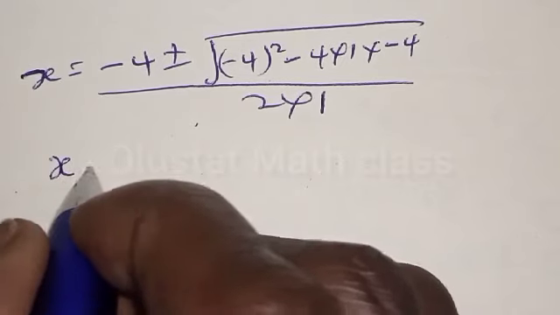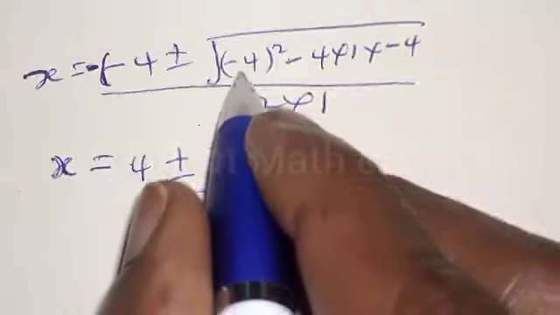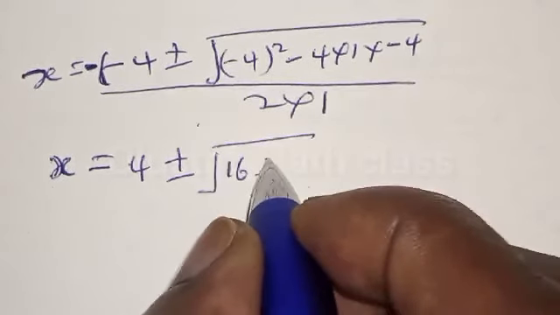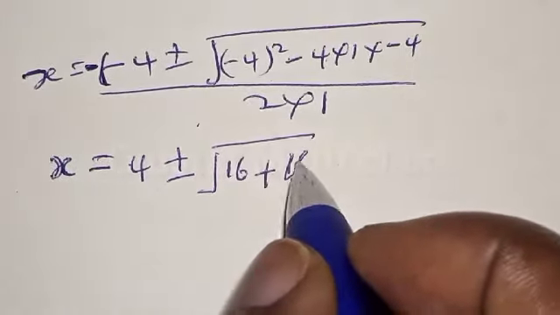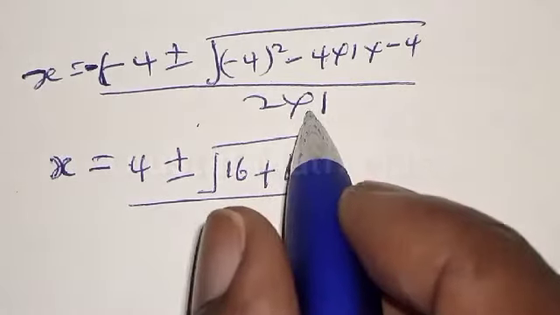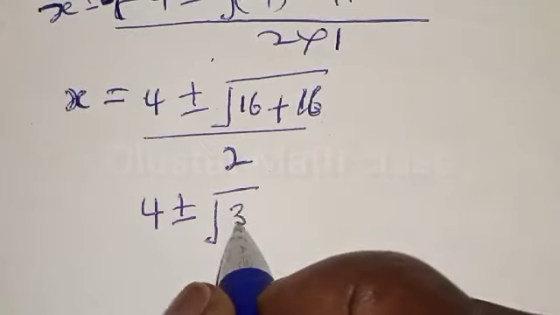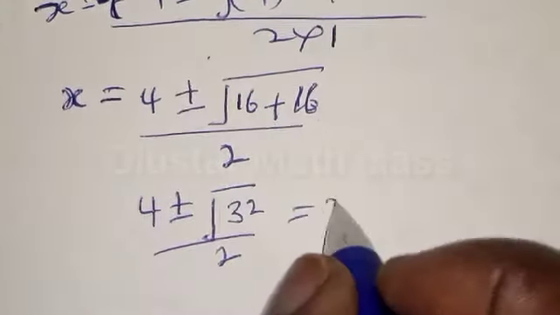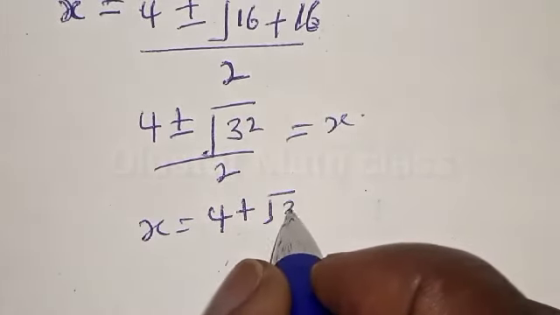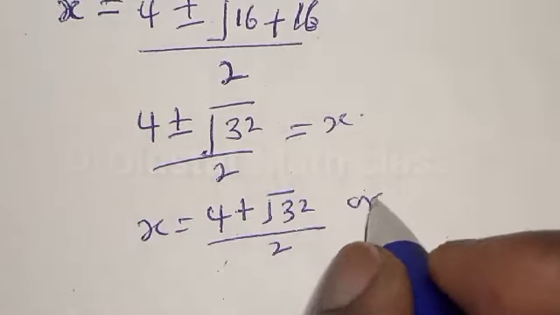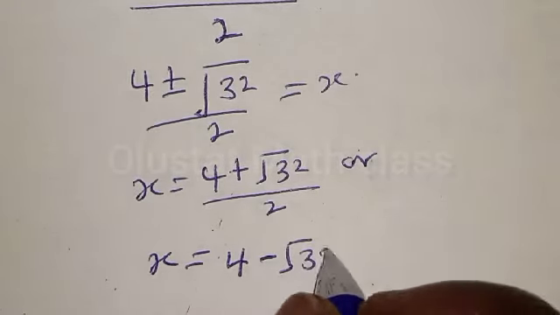We have x equal to 4 plus or minus square root of minus 4 squared, that is 16, then plus 4 times 4, that is minus 4 times minus 4, that is 16, then over 2, 2 times 1 is 2. Then we have 4 plus or minus square root of 16 plus 16, 32, over 2. Then x equal to 4 plus root 32 over 2, or x is equal to 4 minus root 32 over 2.